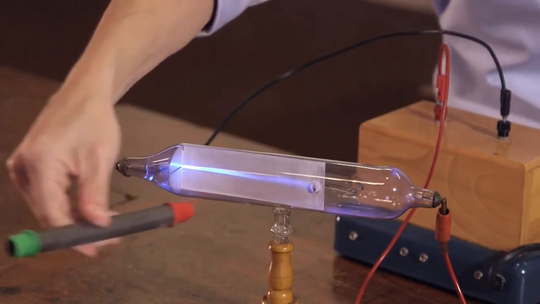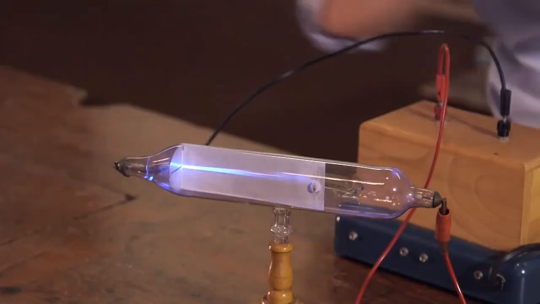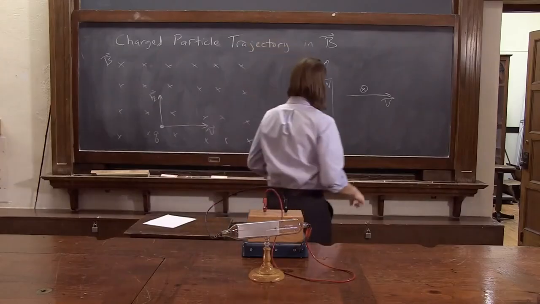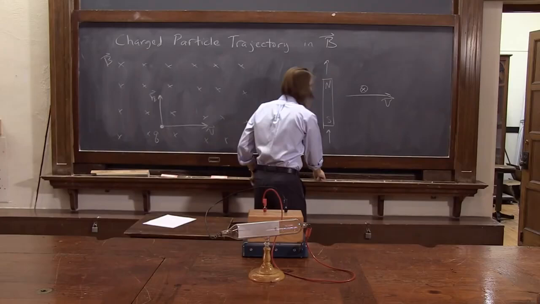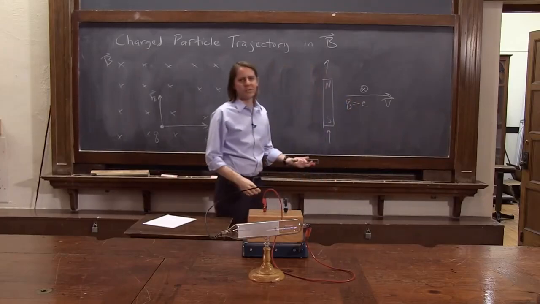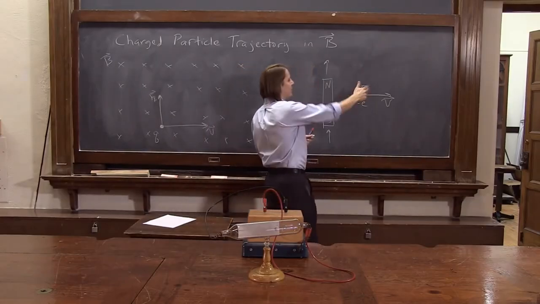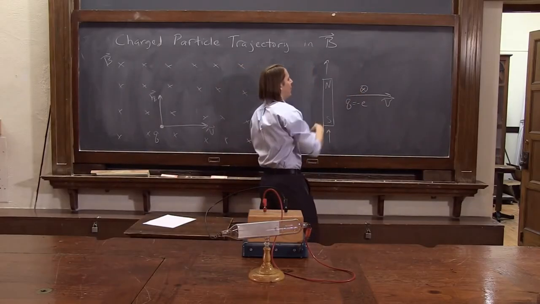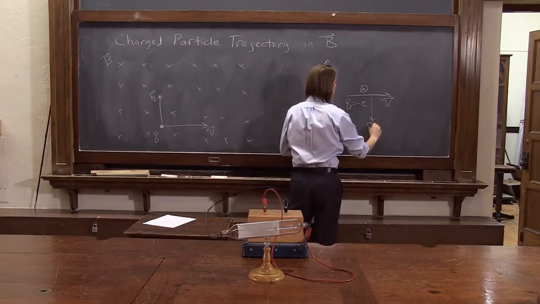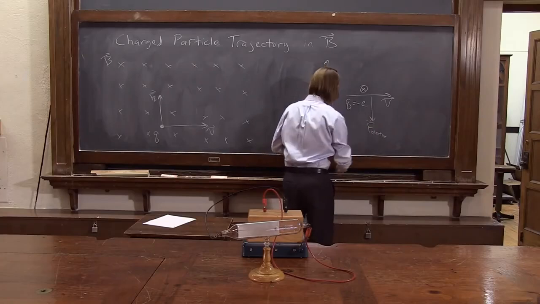Oh, there's the deflection we hoped for, but it's down. And it's down. And why is it down? It's down because they're electrons. Right? Q, in this case, equals negative e. The charge is negative. When the charge is negative, the force magnitude is negative, which means it goes the opposite direction. Right? So the right-hand rule says it's up for positive, but the force is down for an electron. So it did deflect the right way.